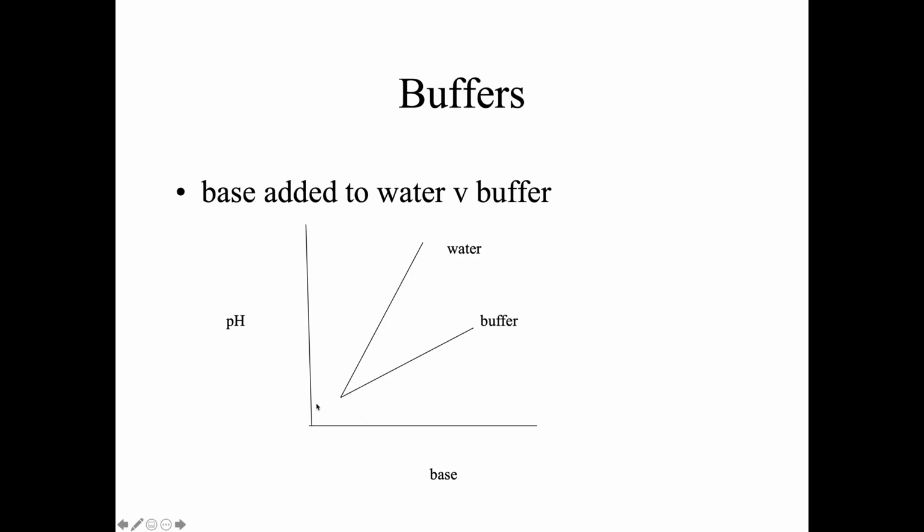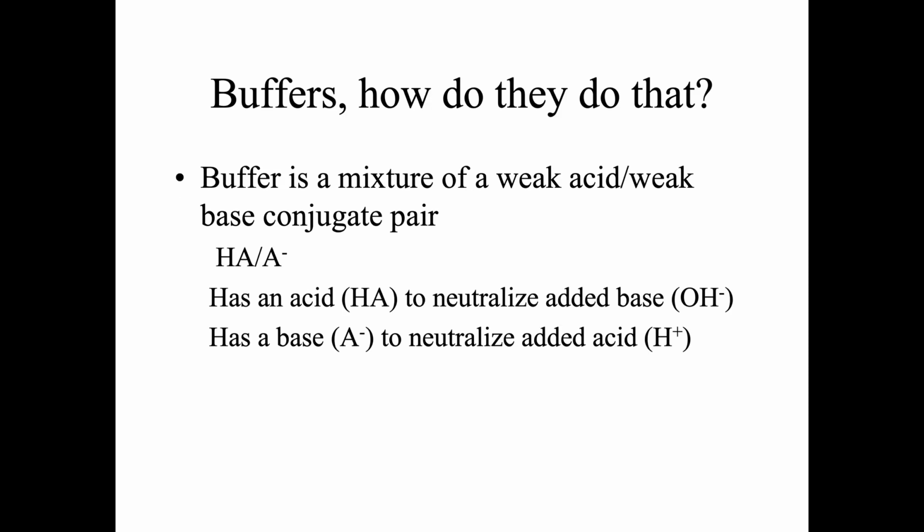And by the way, don't get the idea that it has to stay around neutrality. It depends on the buffer. Some buffers will stay at neutral, some buffers will keep it at 2. Just depends. All right, but again, if I had a flask with water in it and I added a strong base like sodium hydroxide, the pH would go up very quickly. If I had a flask with a buffer in it and I added a base, the pH goes up, but not nearly as quickly. So that's what buffers are. That's what buffers do. Now let's look at how do they do what they do. So how do they do it?